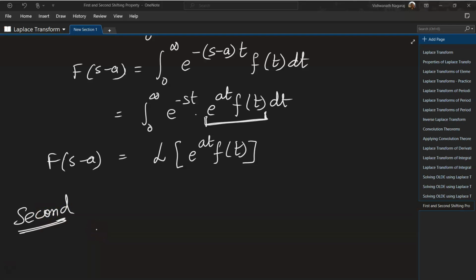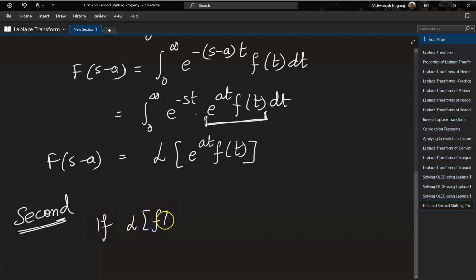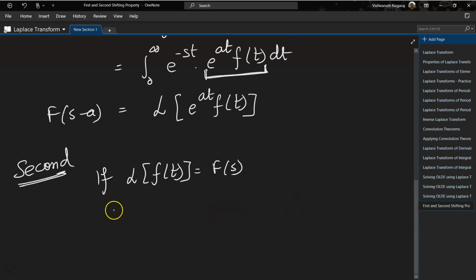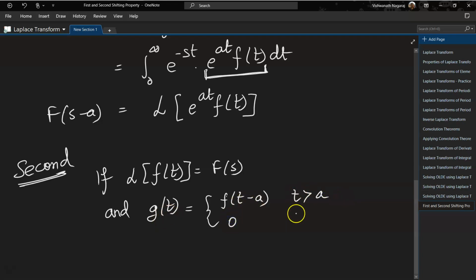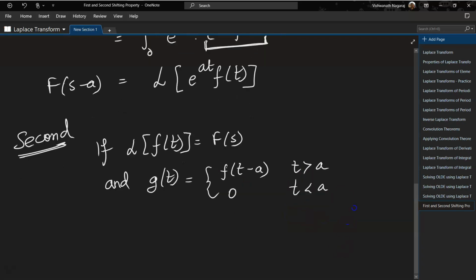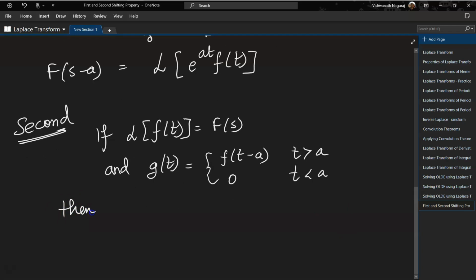So as per the second shifting property, if Laplace of f of t is equal to capital F of s, and g of t is equal to f of t minus a if t is greater than a, and it is 0 if t is less than a, if these two conditions are satisfied, then the Laplace of g of t is equal to e to the power of minus a s times capital F of s.